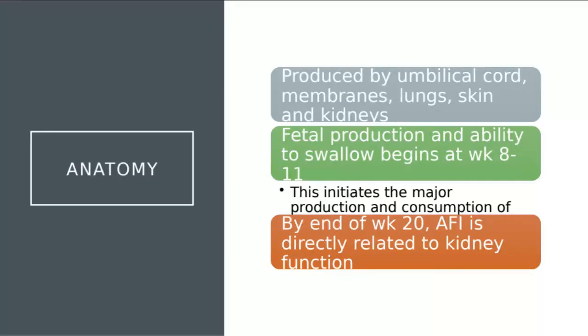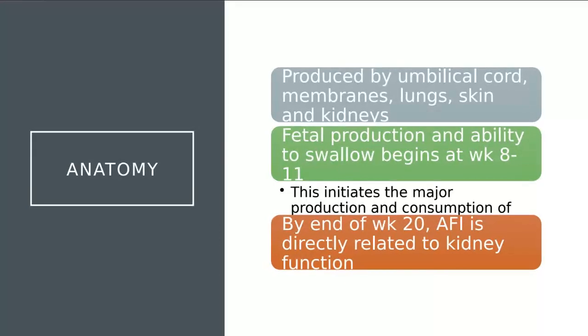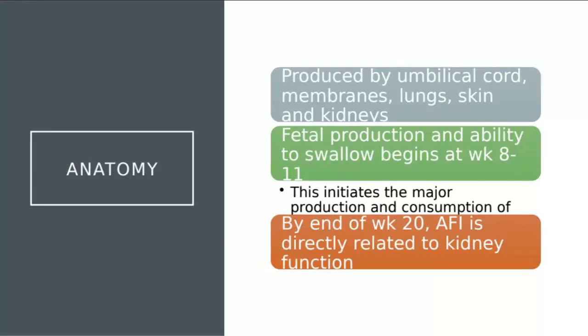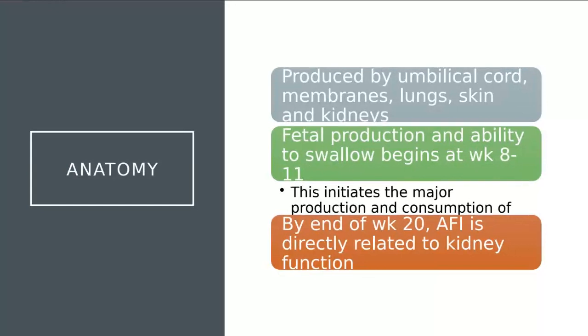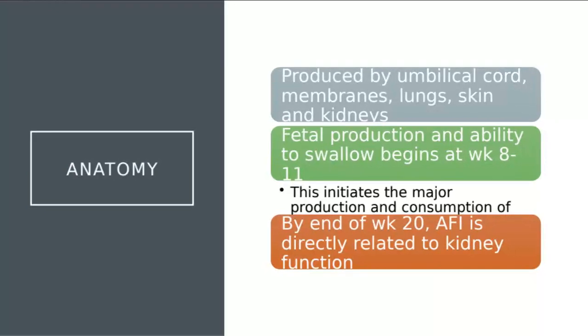It's going to be produced by the umbilical cord, interesting, the membranes, the baby's lungs, skin, and kidneys. So a lot of structures that you probably didn't think would be responsible for producing fluid. Kidneys make a lot of sense. Lungs kind of make a lot of sense, but all of the other structures are a little bit abstract.